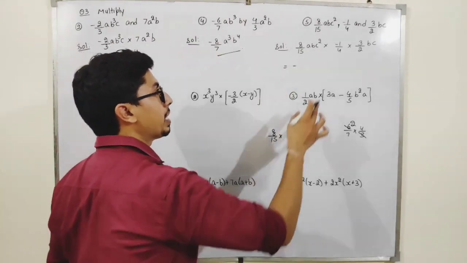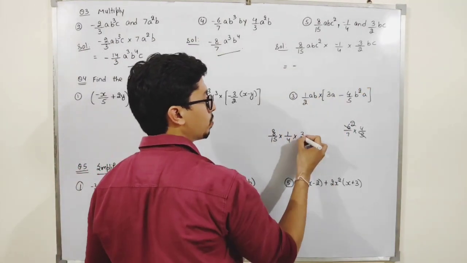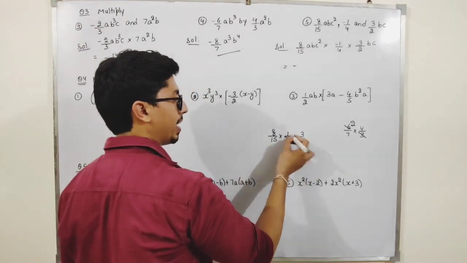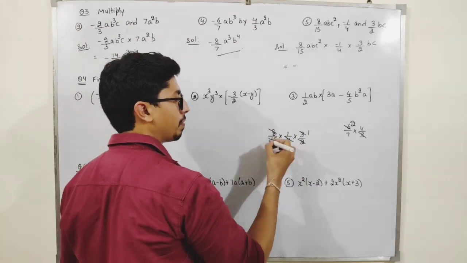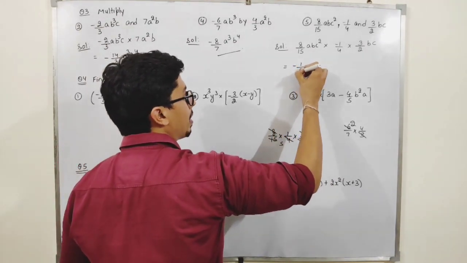Multiply 8 by 15 by 1 by 4 and multiply it by 3 by 2. Okay. So students, 4 eights are 8, 3 ones are 3, 3 fives are 15. So it will be 1 by 5. So this is minus 1 by 5.